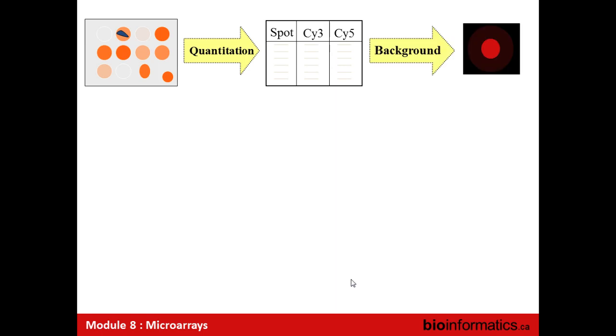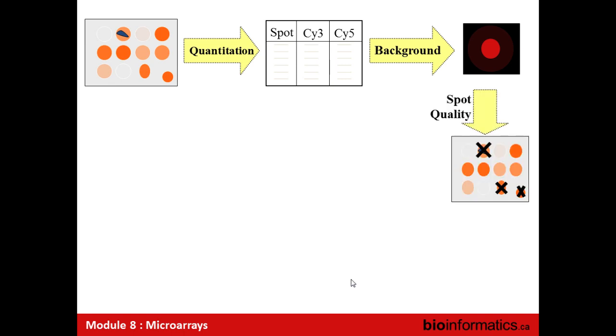Those quantitative values will be associated with several different types of noise that we sequentially try to remove in a series of steps. For example, there's background signal. There's non-specific hybridization in the region that we try to remove using different statistical models. We'll have some spots that are inherently poor quality. They have so little signal that we want to either remove them entirely or mitigate their effect on the experiment.